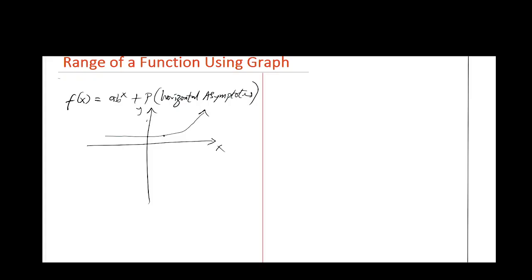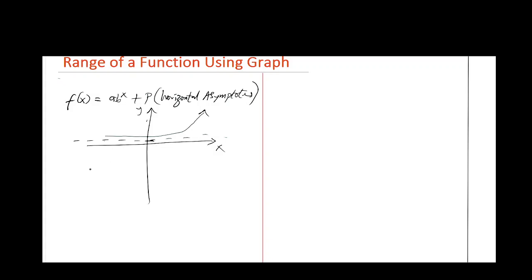Now the horizontal asymptotes, which is the imaginary line that shows the behavior of the curve as it approaches infinity, we can take that imaginary line using dotted line to trace the behavior of this curve as it approaches infinity. So this gives us our p, which is the horizontal asymptotes.